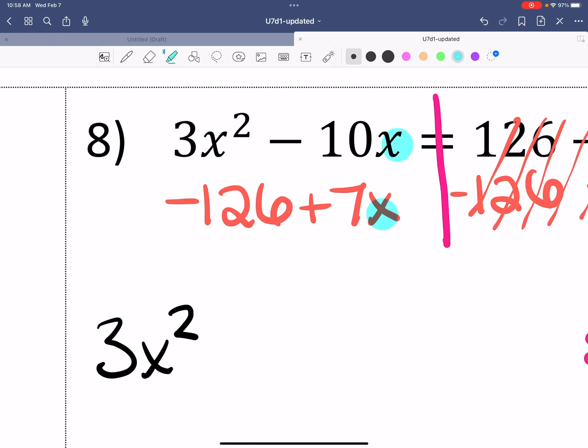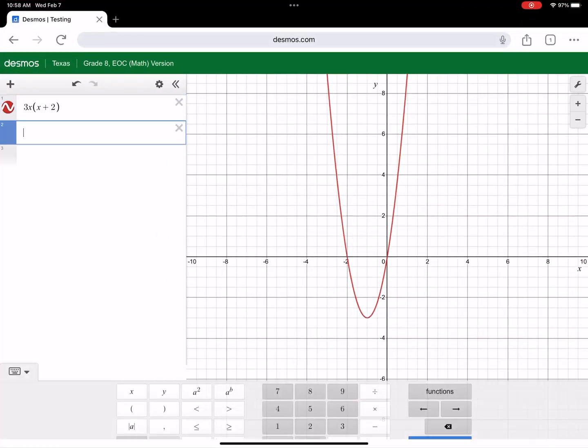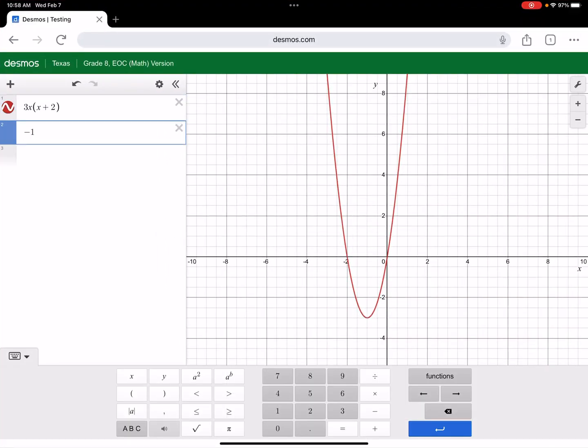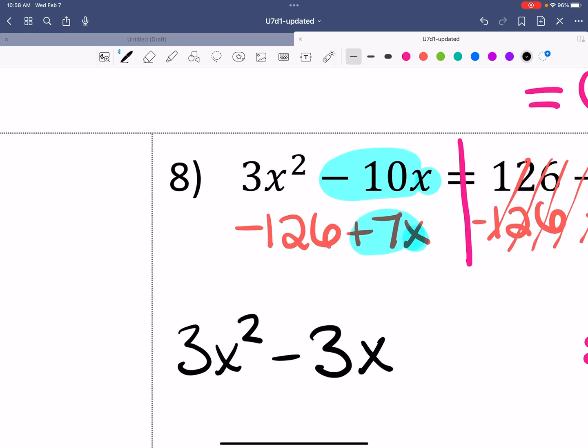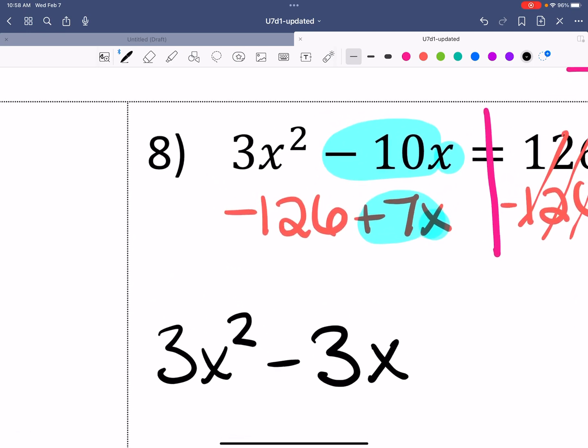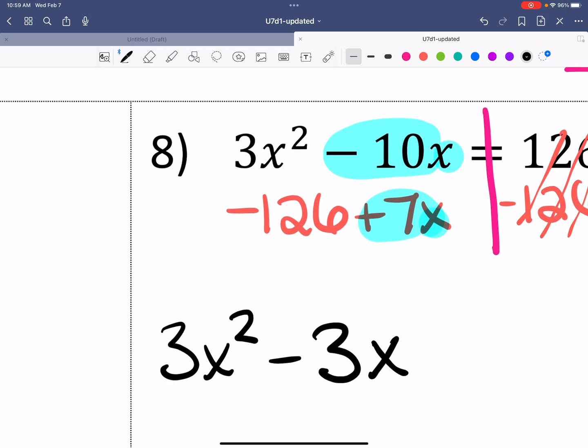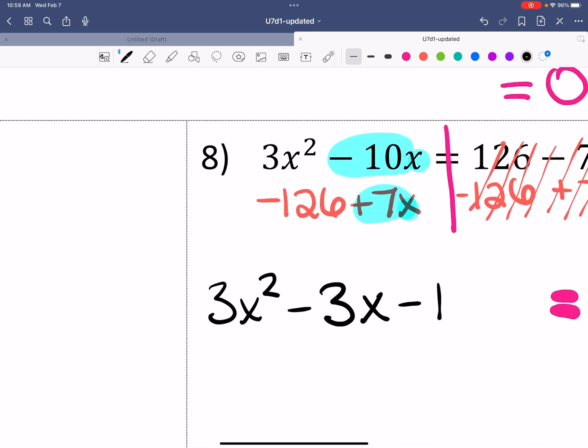There's these x's right here. So we're going to combine that -10x and positive 7x. And you can type that into Desmos if you need help with your positive and negative numbers. Just remember that you can only type in the coefficients. Negative 10 plus 7, that gives us a negative 3. And we're going to keep that x. And then that last number, minus 126, it's a constant. It doesn't have a letter with it, and it's the only one of its kind, so we're going to drop it down.